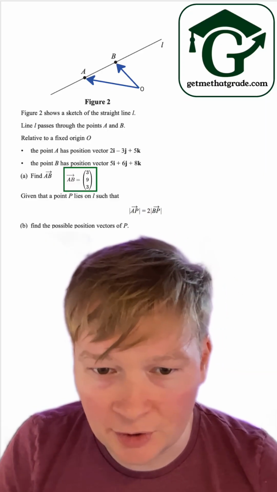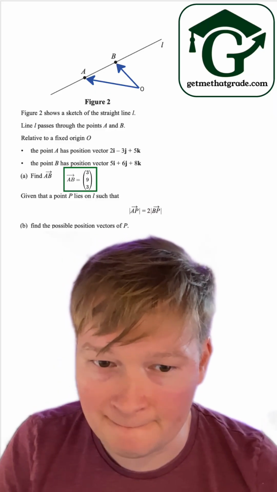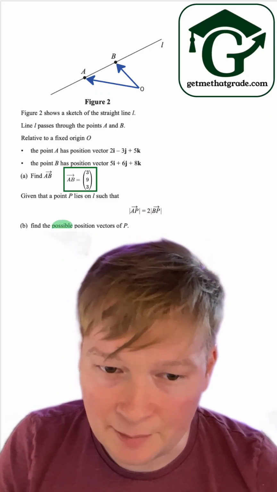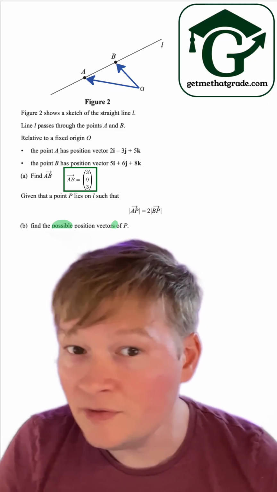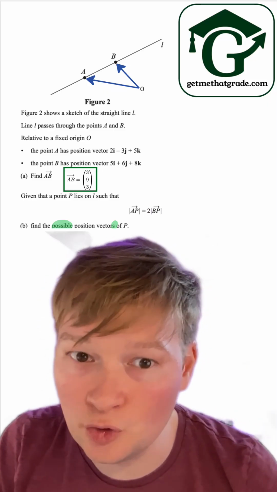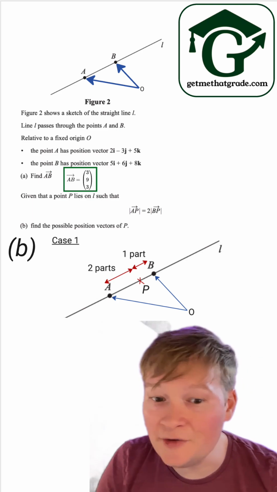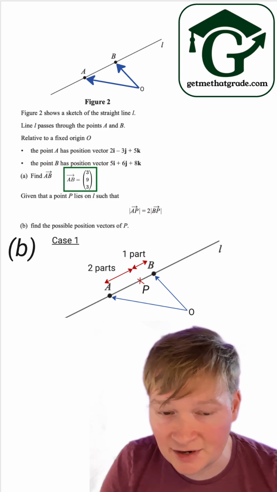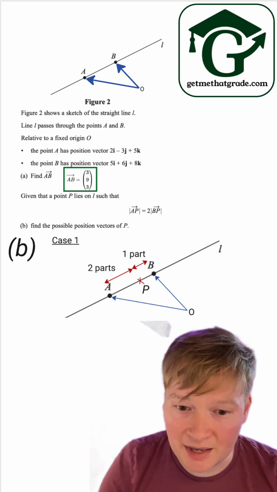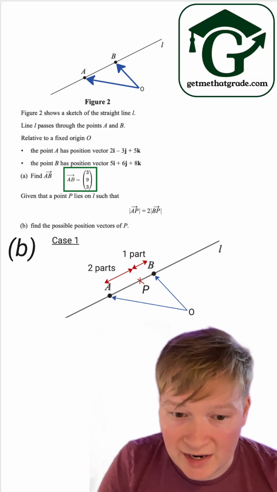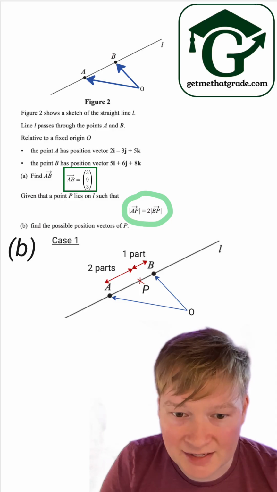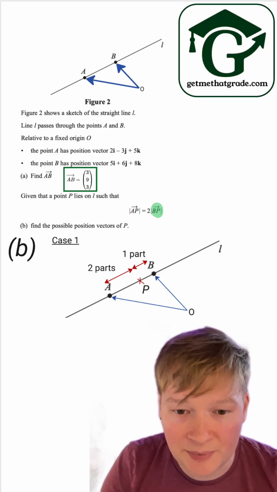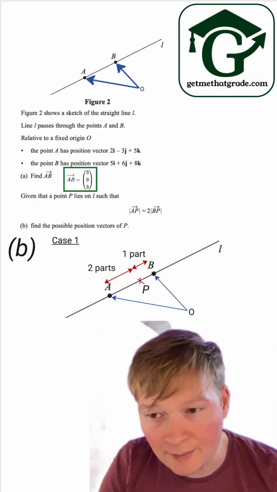Find the possible position vectors of P. There's some clues here. Possible and position vectors in plural. So there may well be, we're expecting to get more than one. In fact, I think there are 2 cases here. Let's consider them carefully. It might be that the point P is between A and B. Notice what this statement is saying. It's saying the distance from A to P is twice the distance from B to P.